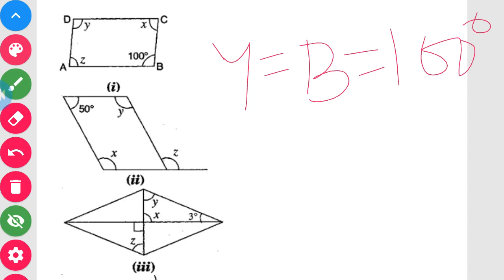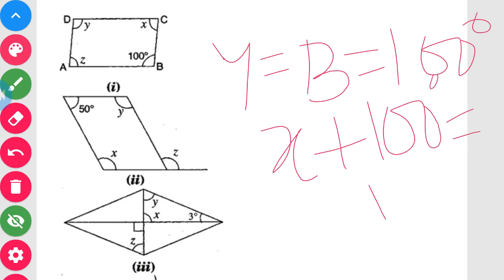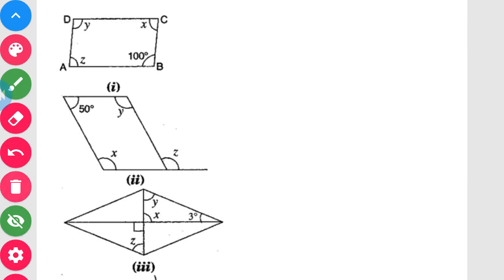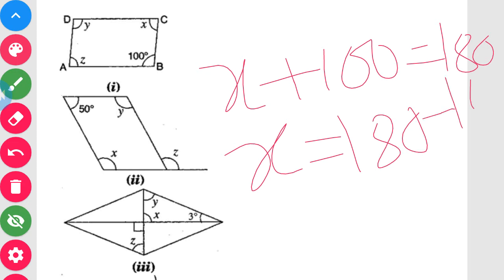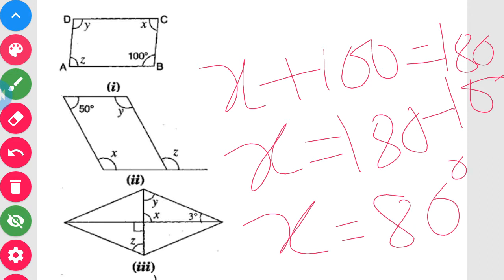Similarly, here I can say x plus 100 is equals to 180 degree. Now you may ask me why? Because these are adjacent angles and the sum of adjacent angles is equals to 180 degree. So if x plus 100 is equals to 180 degree, and I want the x value here, I am going to transpose the 100 to the other side. That plus 100 will become minus 100. So x is equals to 180 minus 100, which is nothing but 80. So x becomes here 80.